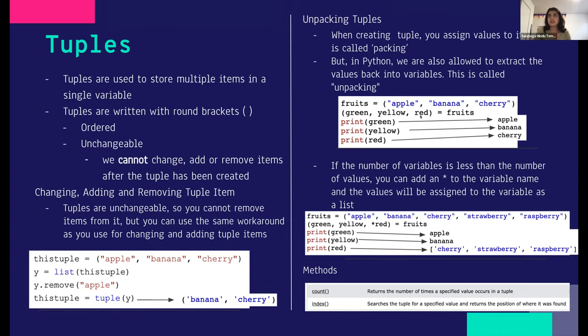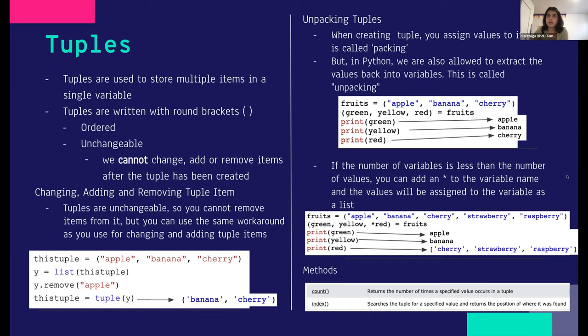In this example, we can extract the values back into variables. We have a tuple called fruits, and it has three strings: apple, banana, cherry. We want to unpack it and stream it into these three variables: green, yellow, and red. In this case, we don't necessarily need the parentheses for green, yellow, and red, but we would just say green, comma, yellow, comma, red is equal to fruits. And then it'll give you the specific values in that order.